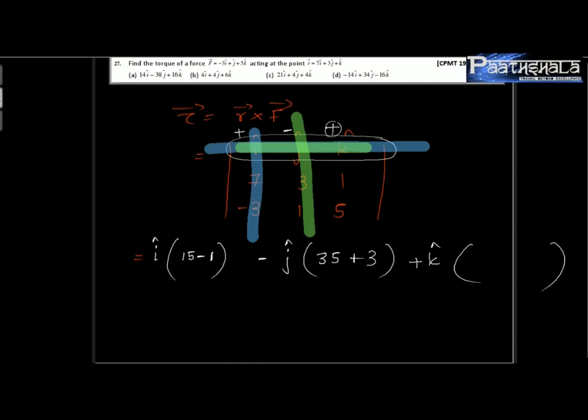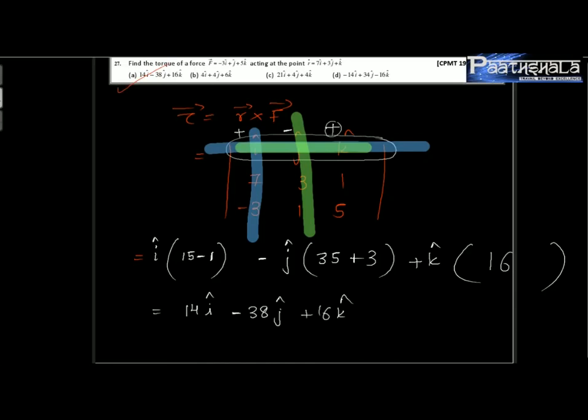So 7 into 1 minus 3 into minus 3. So that is 7 plus 9, which is actually equal to 16. So this gives me 14 i hat minus 38 j hat plus 16 k hat, which if you can see is option number A or option 1.